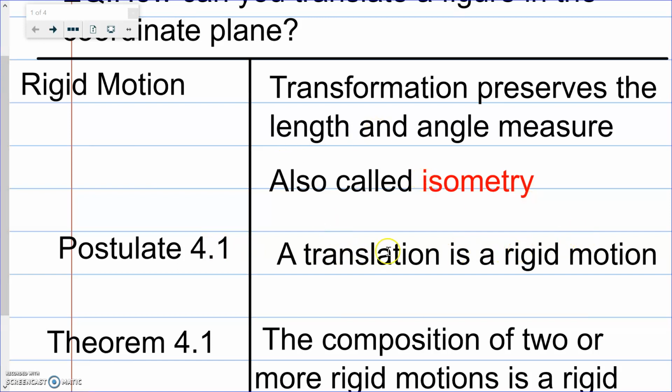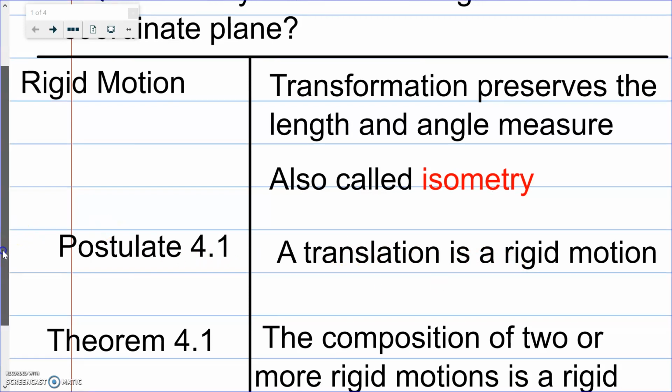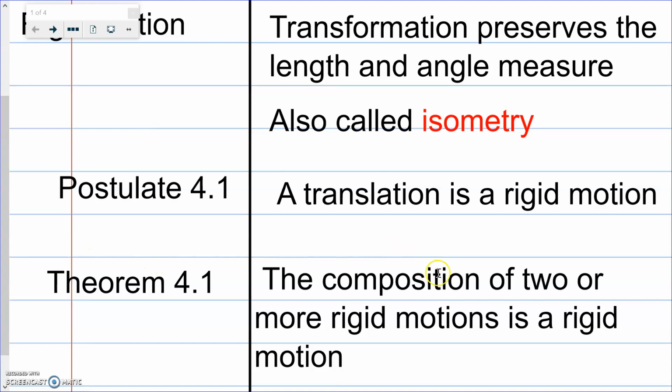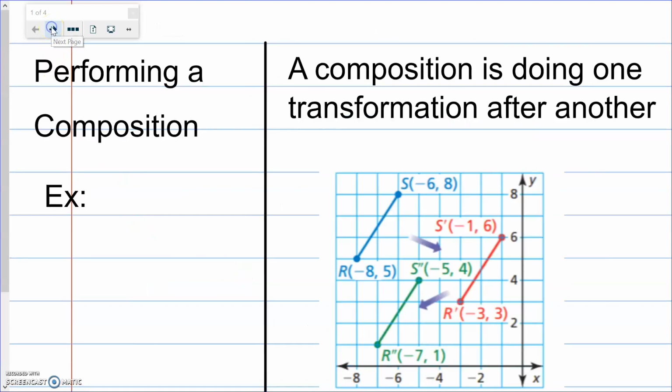So again, anything we do that preserves the length and angle measure pretty much doesn't change the shape, it just moves. It's called a rigid motion. And so a translation is a rigid motion. Theorem 4.1 states that a composition of two or more rigid motions is a rigid motion. Composition is when we do multiple transformations, one after another. So performing a composition is doing one transformation after another.